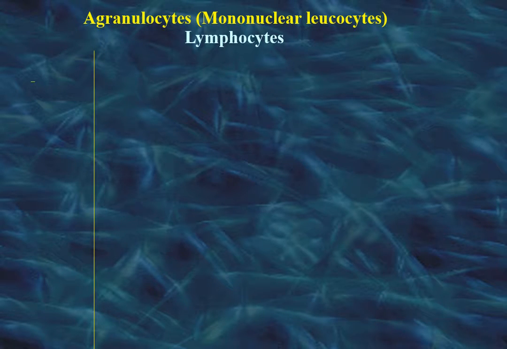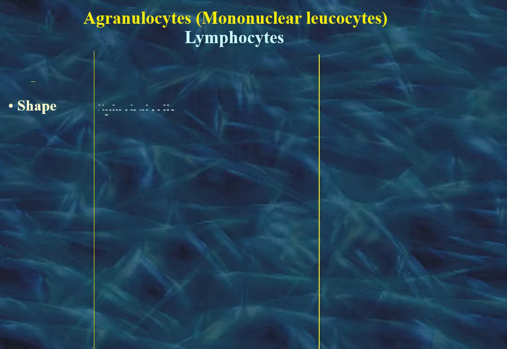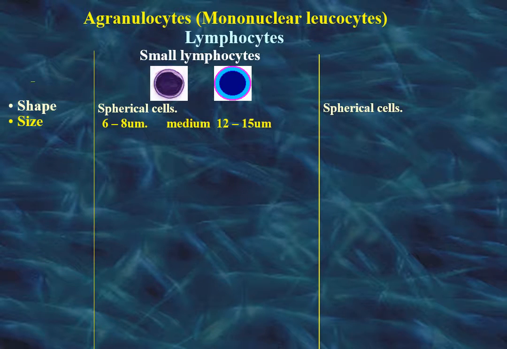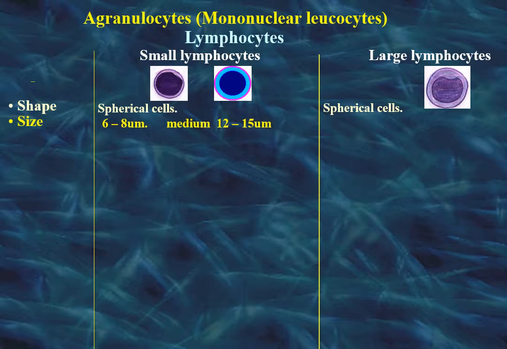Lymphocytes. Shape. They are spherical cells. Size. There are small lymphocytes having a diameter that ranges from 6 to 8 micron, medium-sized lymphocytes, and large lymphocytes having a diameter that ranges from 12 to 15 micron.